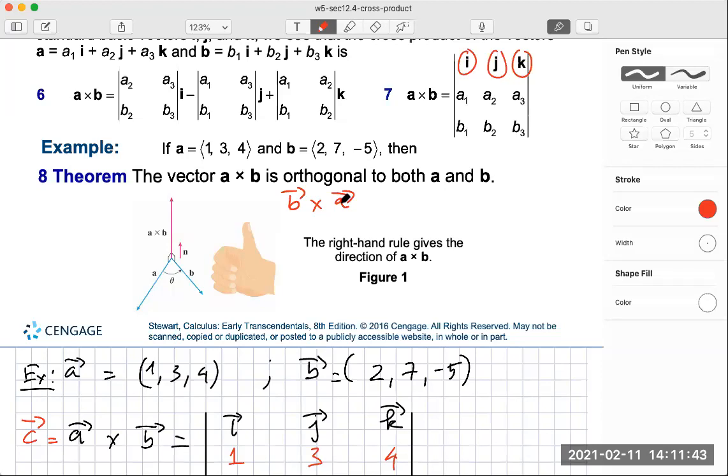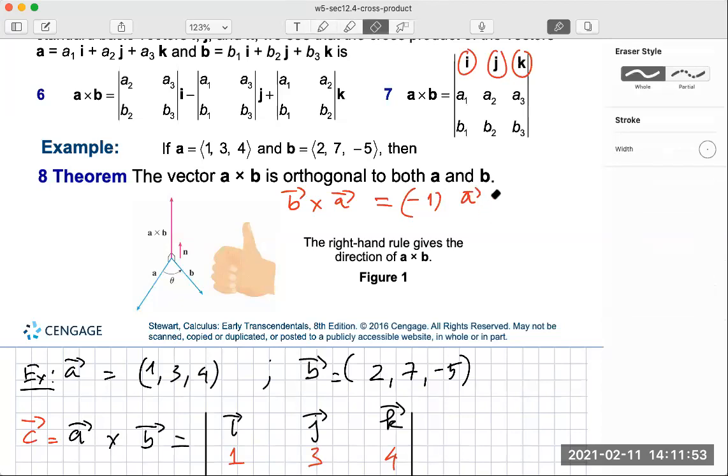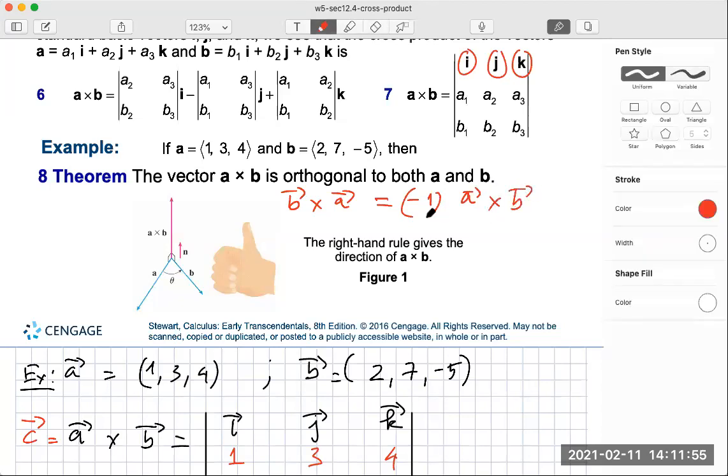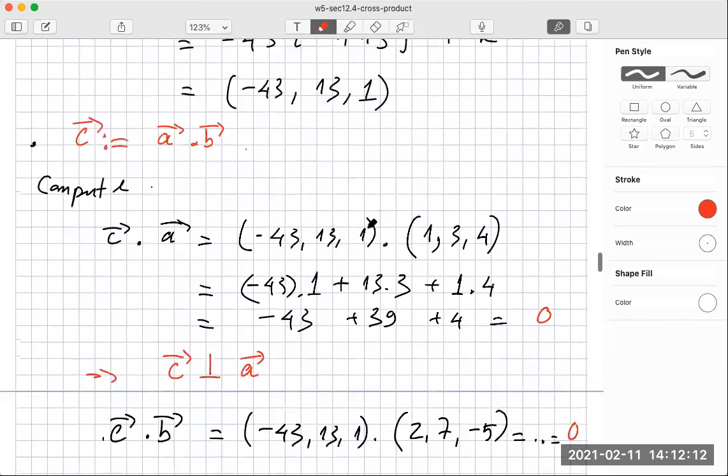Then we see that they're pointing in different, opposite directions. We have this property as well: B cross A would be -1 times A cross B here. Okay? It's not very difficult. Just memorize it. Let us move on.